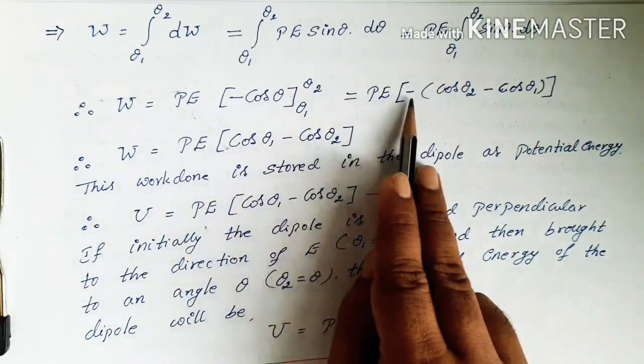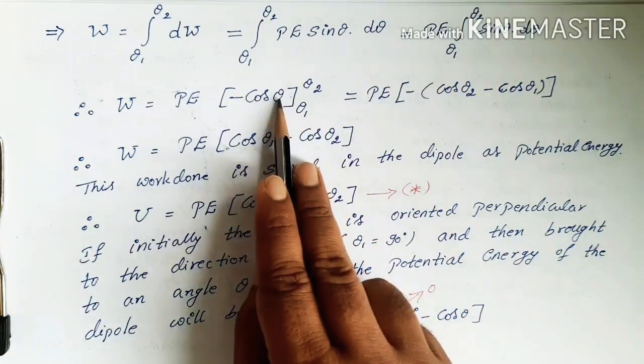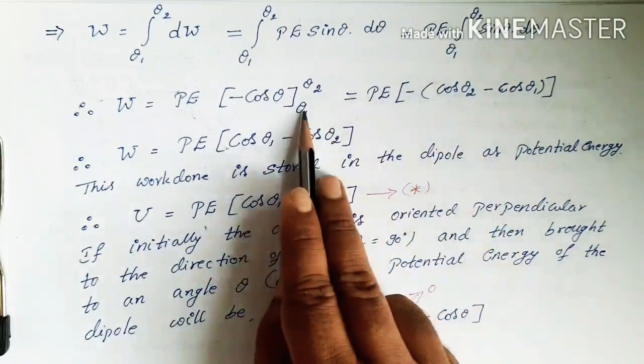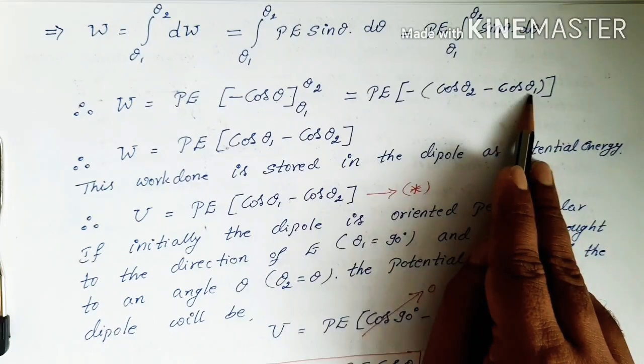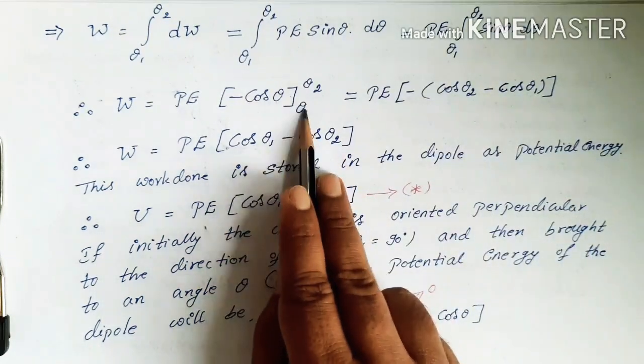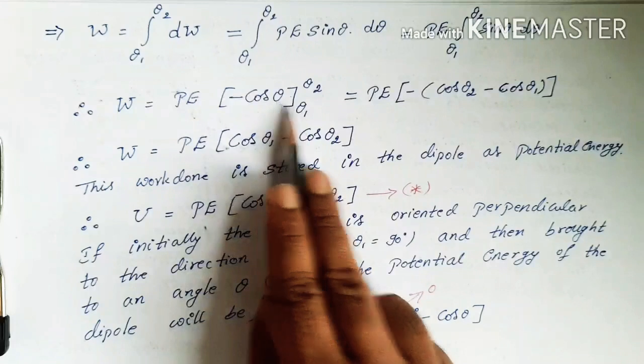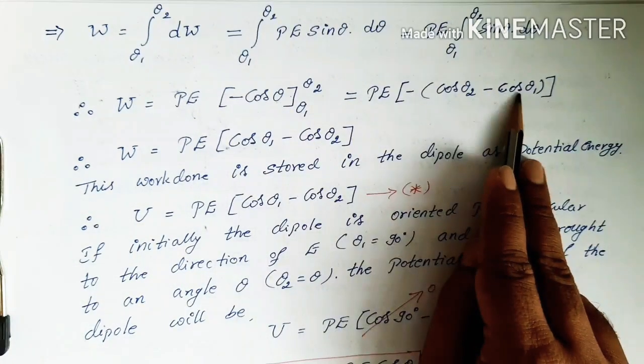Okay, take the minus here. First you substitute in the place of theta 2 the upper limit, cos theta 2, minus the lower limit theta 1, cos theta 2 minus cos theta 1. This is the method of applying the limits. First upper limit minus the lower limit we have to substitute in the variable.